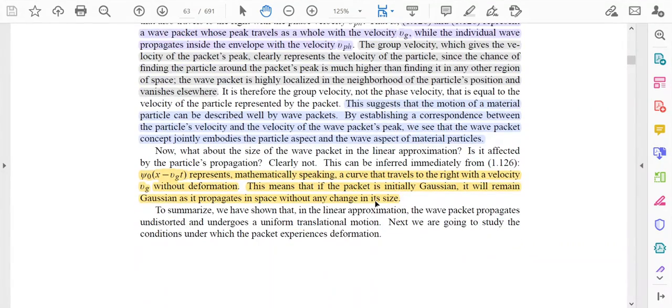So what is the meaning of those equations? Psi 0 of x minus vgt represents, mathematically speaking, a curve that travels to the right with a velocity vg without deformation. This means that if the packet is initially Gaussian, it will remain Gaussian as it propagates in space without any change in its size. But this is only true for the linear approximation of omega of k.